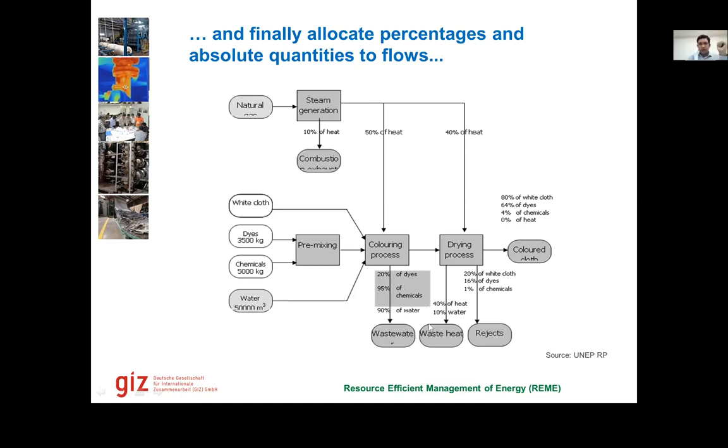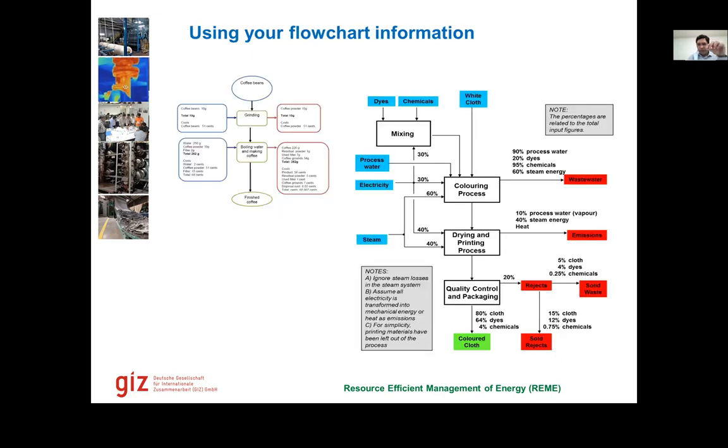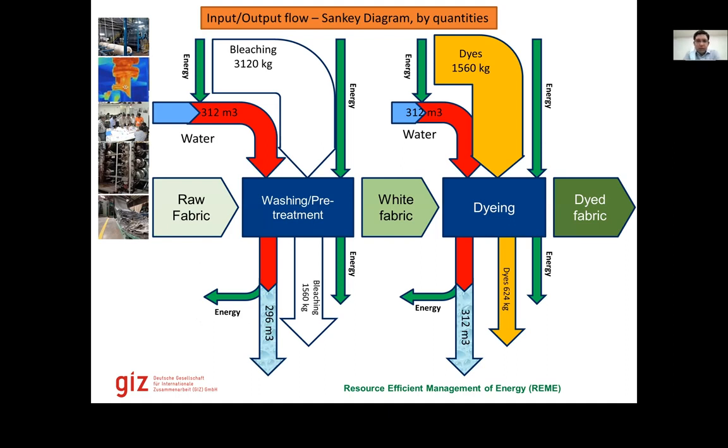So this is one way of quantifying the flows. And then we can put percentages there, for example. So how much percent of process water is going to the coloring process? How much percent of electricity, in this case, for example, 30% electricity is going to the coloring process, 30% is going to mixing, 40% is going to the drying and printing process. Steam, for example, shows that 60% is going to the coloring process and 40% is going to the drying process. So this is how we can start to quantify our energy flows. We can also use a Sankey diagram. So a Sankey diagram then shows everything as arrows.